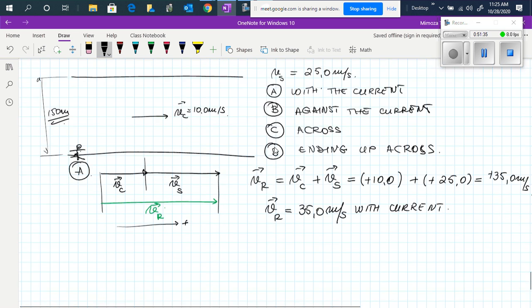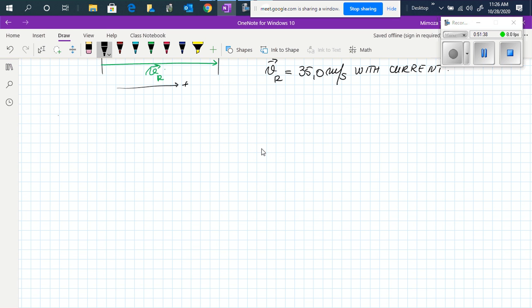Now let's see the second situation, when it is moving against the current. So the vector diagram in that case will be something like this. This is the velocity of the current, and then the velocity of the swimmer will be in the opposite direction, which will give us the resultant velocity, this vector here. Again, this is graphically: the river situation is the situational diagram, and this is the vector diagram.